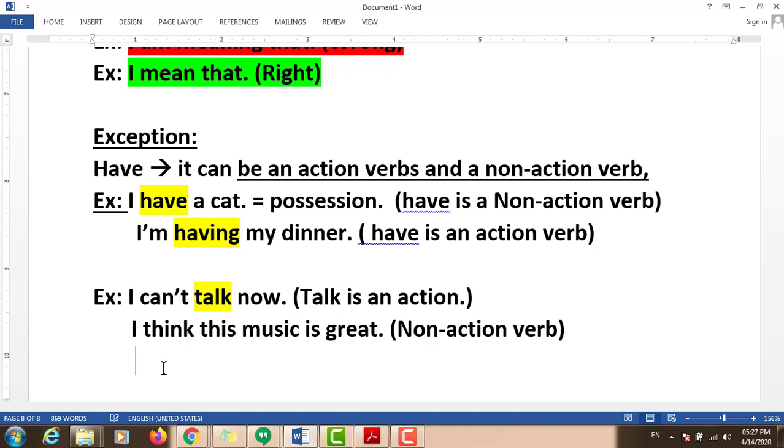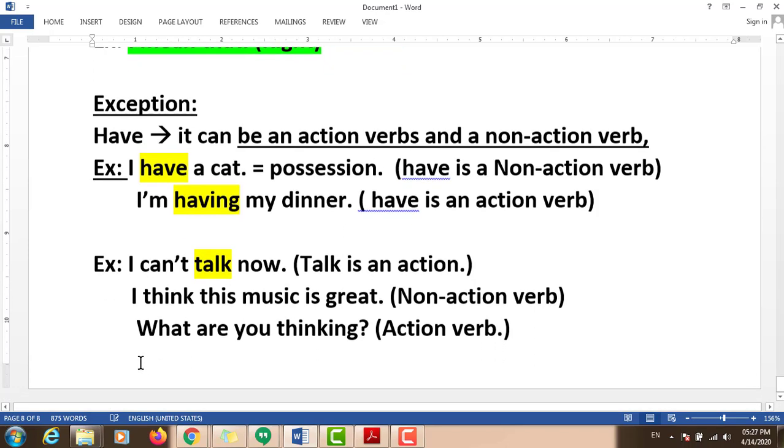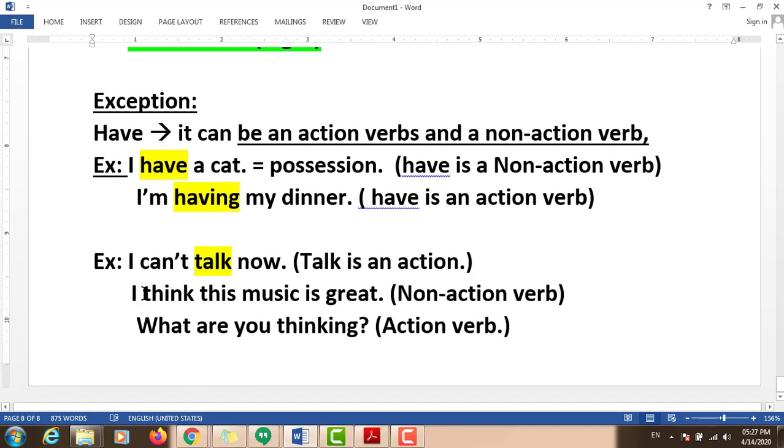Next one. If I say the same thing, what are you thinking? Okay, so here thinking is an action verb. So sometimes, as exceptions, you can use these verbs in both. I mean non-action verbs in both, also in simple present and present continuous.